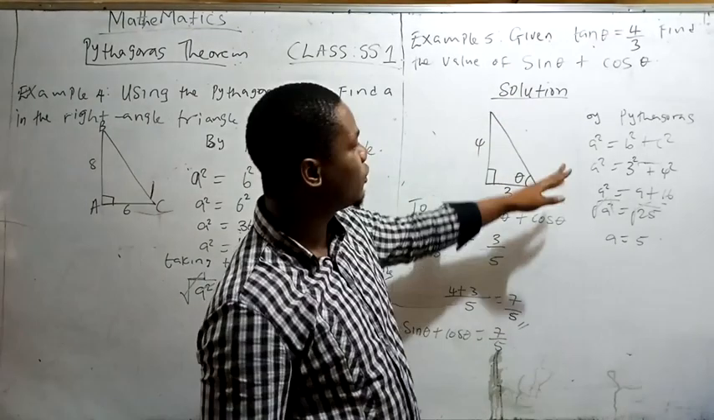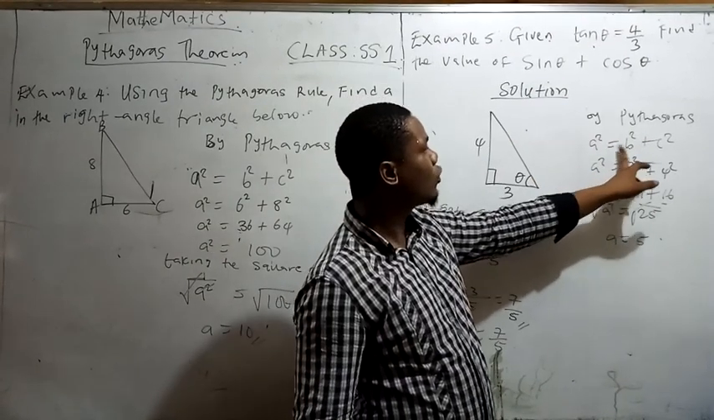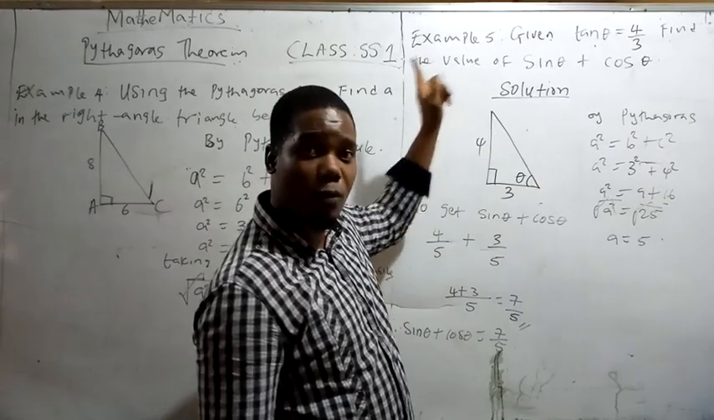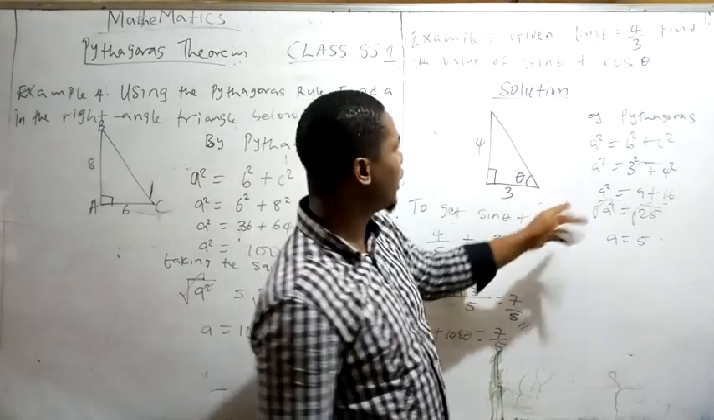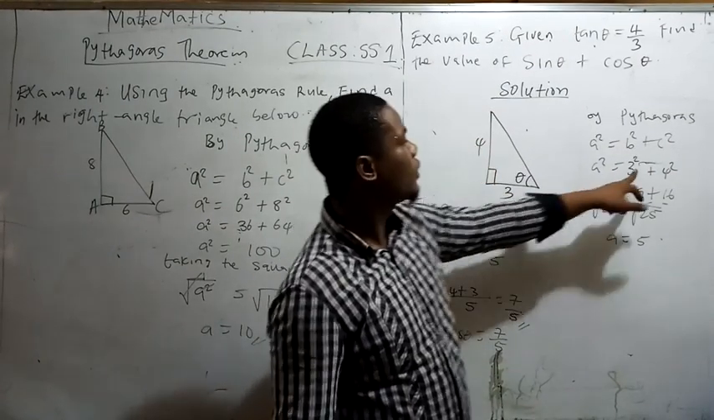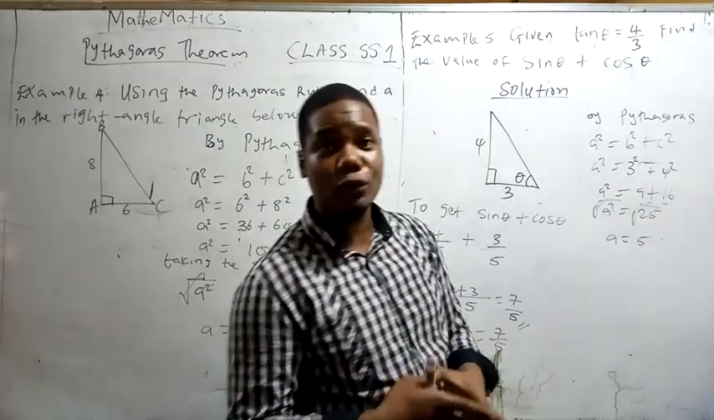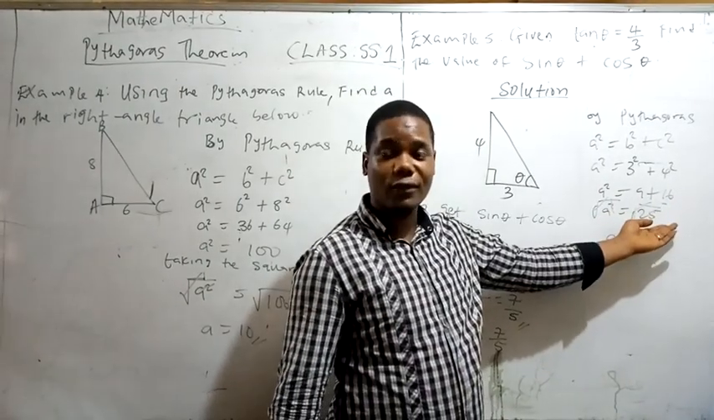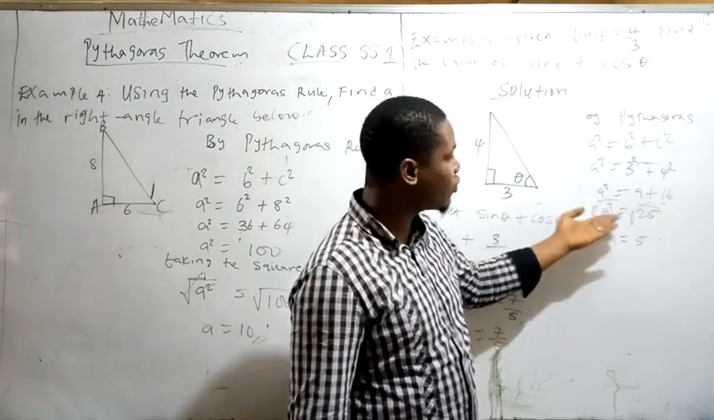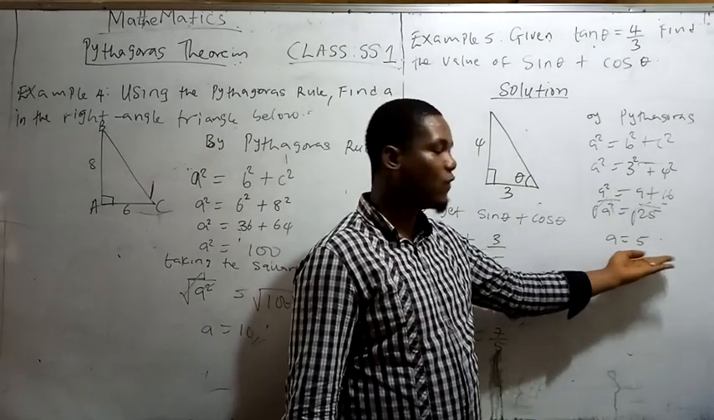Now, let's look at the solution here. By Pythagoras rule, we have A squared equals B squared plus C squared. You agree with me that we are looking for A squared from our previous example. Now, bringing it together, B is 3, C is 4. 3 squared is 9, 4 squared is what? 16. When you add them together, you get what? 25. Our concern is A, not A squared. So A squared equals 25. You just take the square root of both sides and you get your 5.